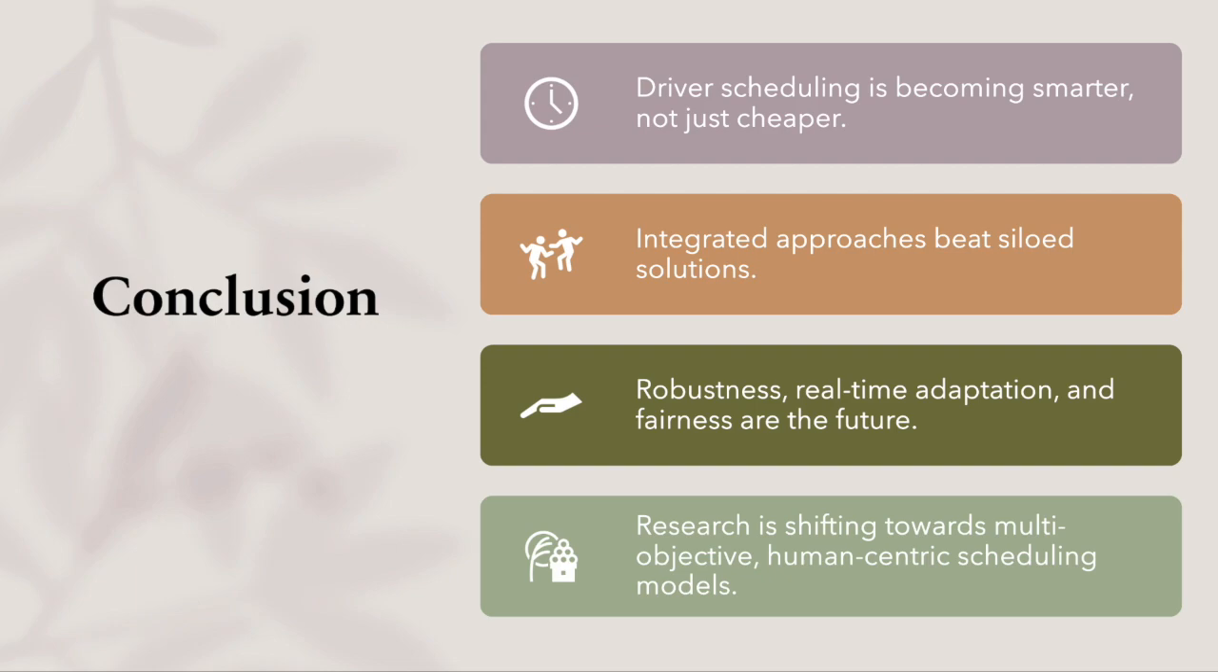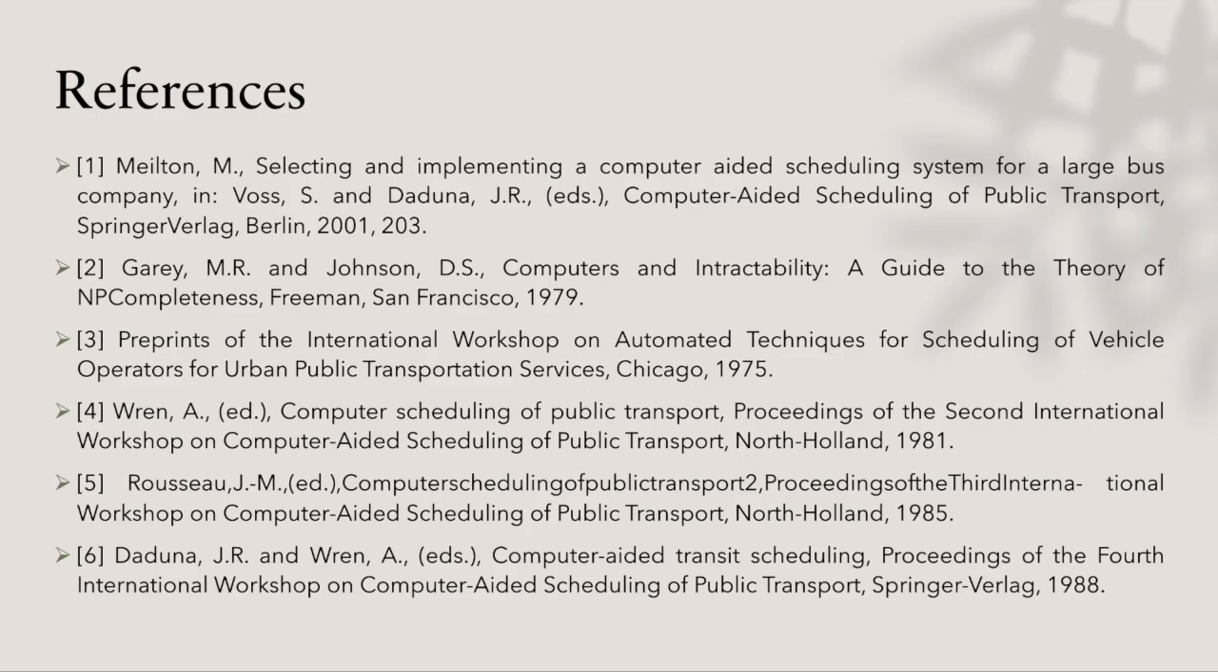So as the research continues to evolve, we are shifting towards multi-objective models that consider the needs of both the companies and the employees. And the future of scheduling is not only about efficiency, but also about creating a system that works for everyone.